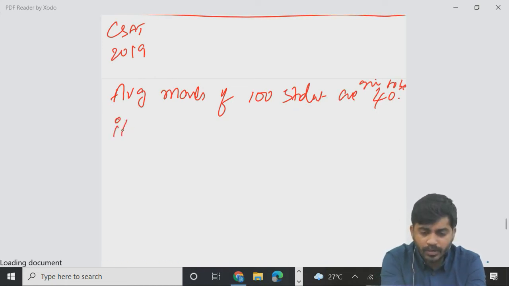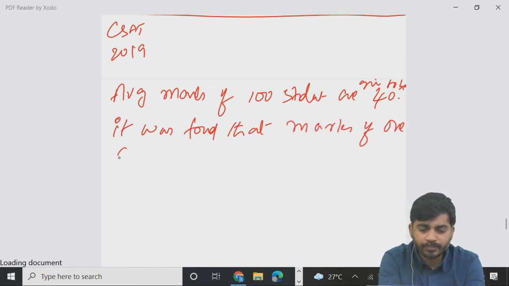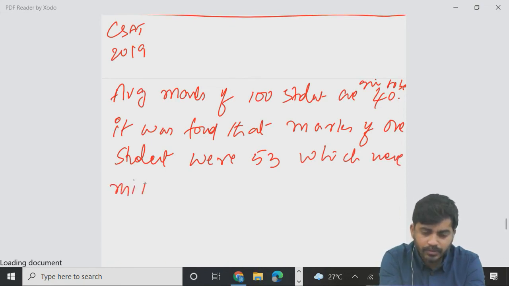It was found that marks of one student were 53. Marks of one student were 53, which were misread as 83.